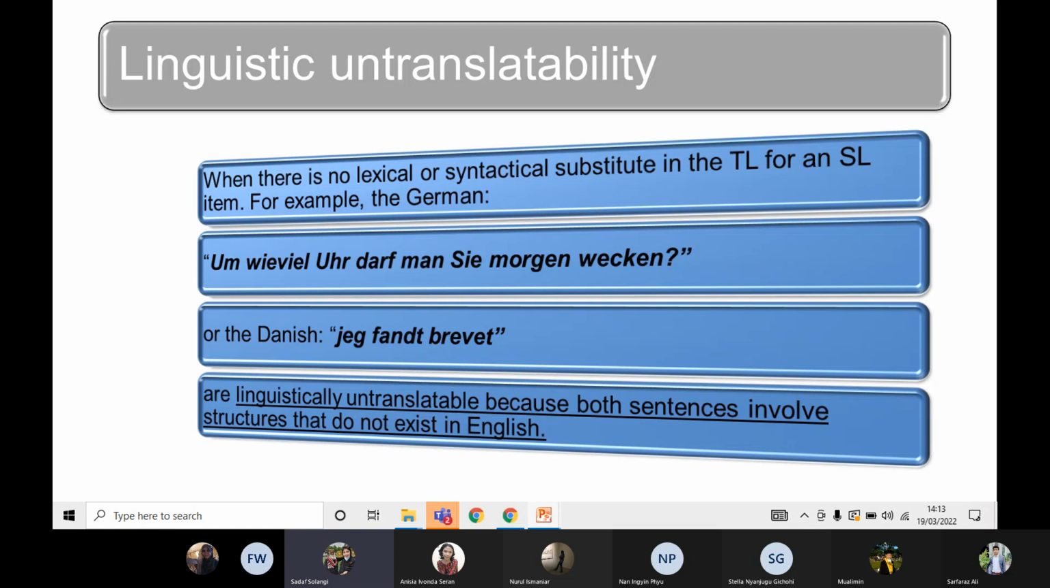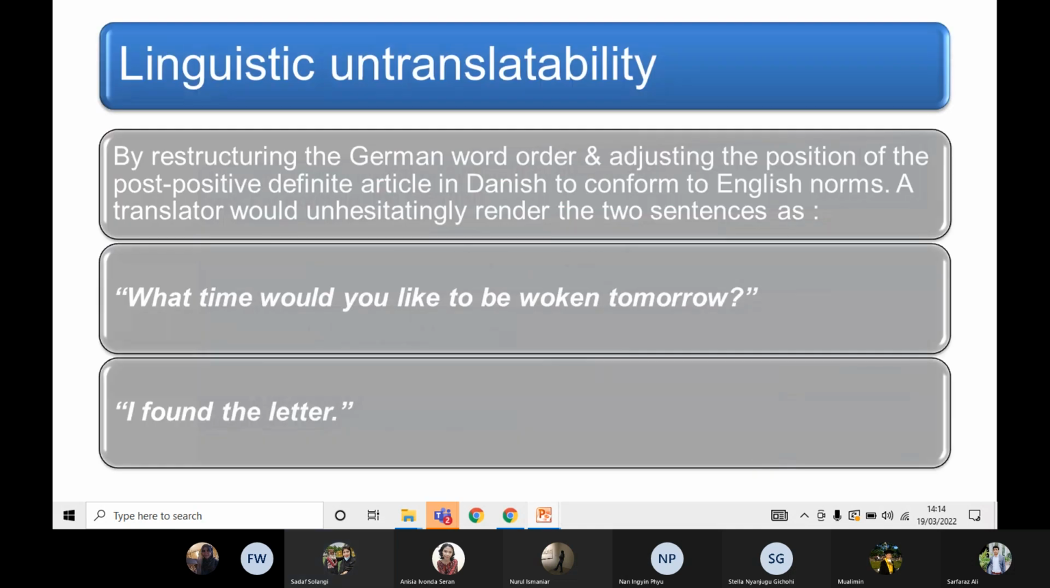So here we have a sentence like "Wie darf man Sie morgen wecken?" This is an example from the German language, and another example we have is from the Danish language, "Jeg fandt brevet." Both are linguistically untranslatable because both sentences involve structures that do not exist in English.